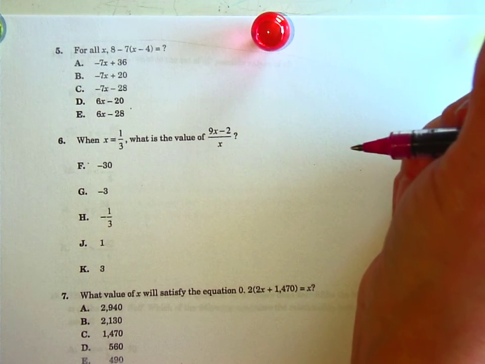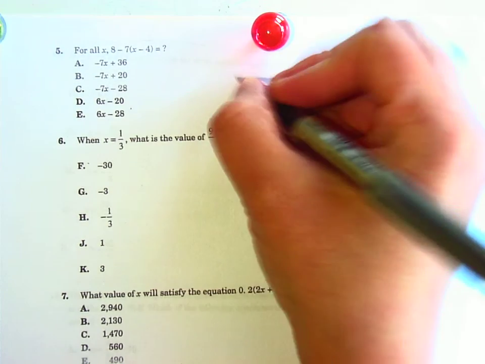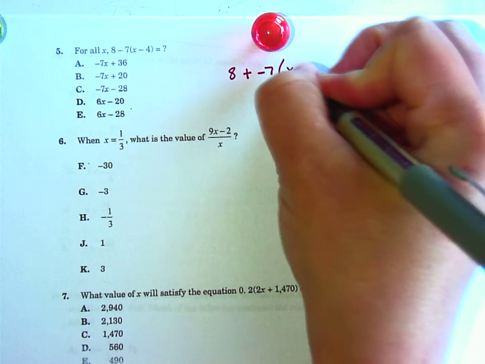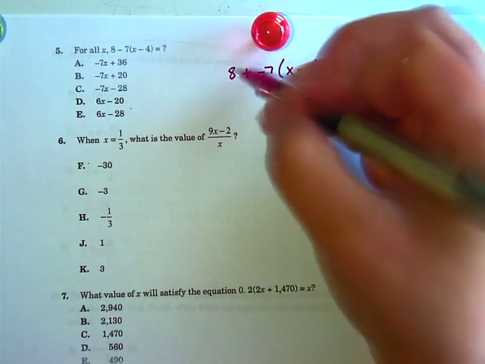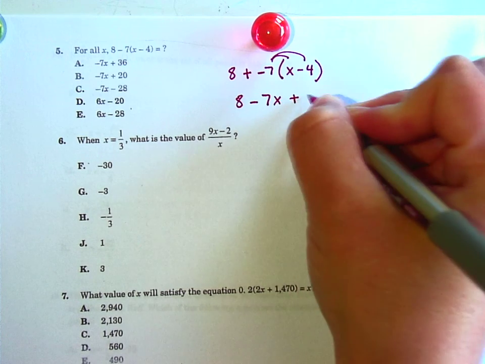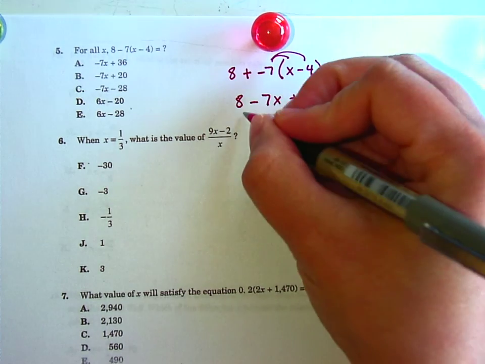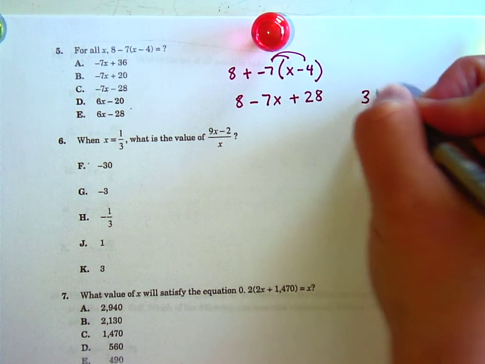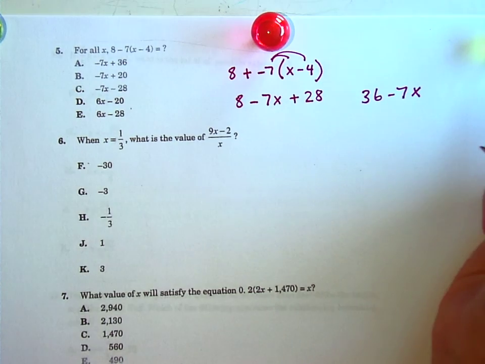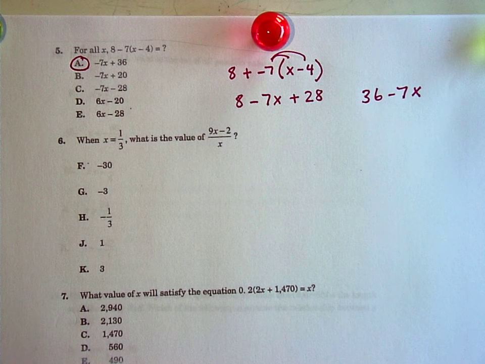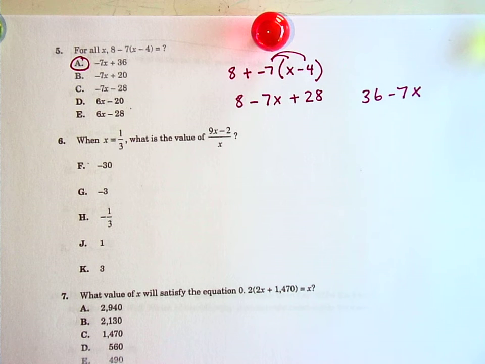For all x, it looks like it just wants us to simplify this equation. Okay, well that's not bad. I'm going to make that plus a negative 7 because I think that'll make it easier for me. So the first thing I'm going to do is distribute that negative 7 to both of them. That's 8 minus 7x plus 28 because a negative times a negative is a positive. And then I'm going to put the two regular numbers together that don't have a variable in them. So that's 36 minus 7x, which is A. And it doesn't matter if it's 36 minus 7x or negative 7x plus 36. You can add things in any order you want.